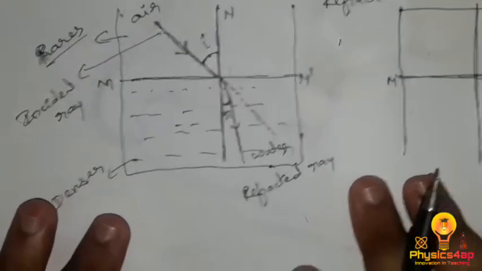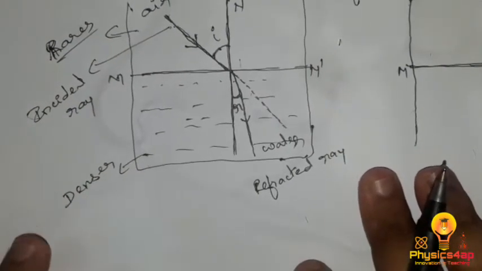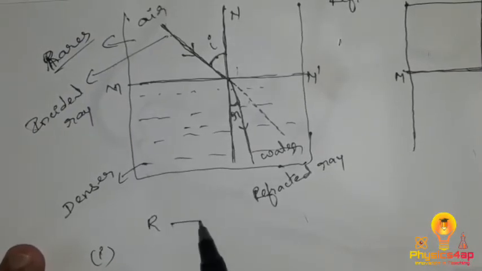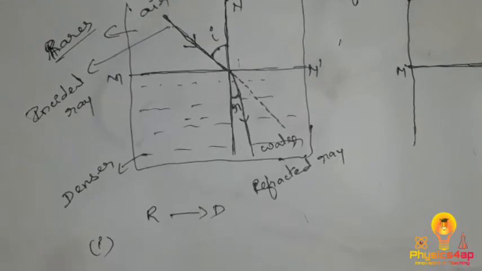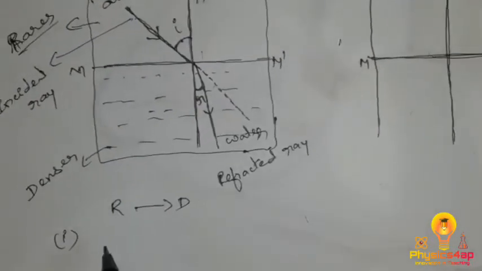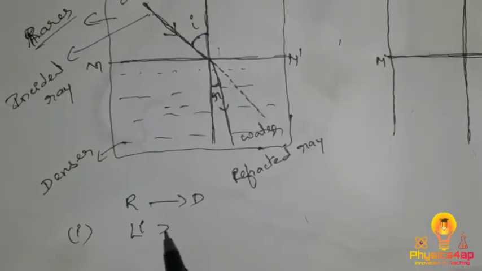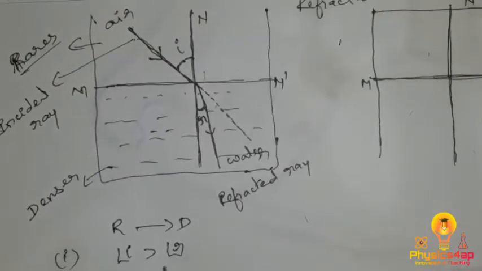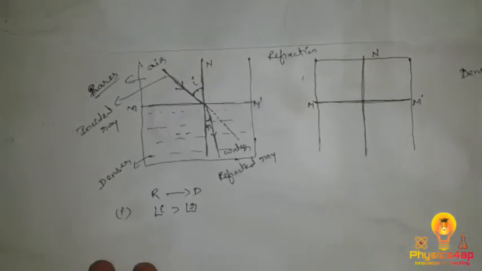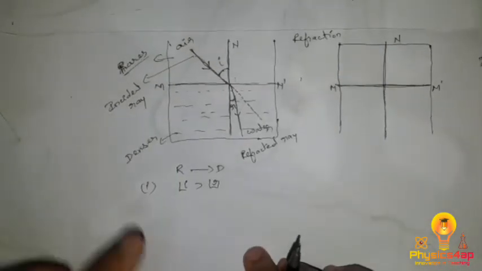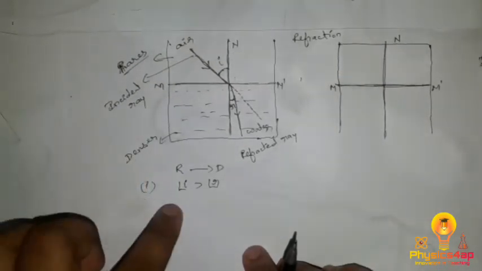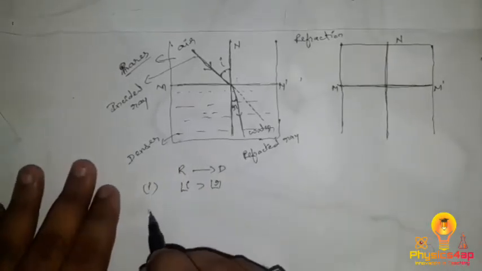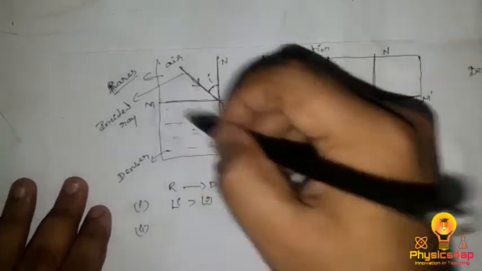This is the case in which the light passes from the rarer medium to the denser medium. Now what happens, the conditions over here. The first condition: when the light travels from rarer medium to denser medium, the angle of incidence is greater than the angle of refraction. Is it clear? That is, when light travels from rarer to denser, the angle of incidence is greater than the angle of refraction.